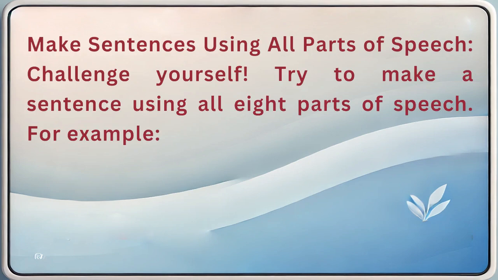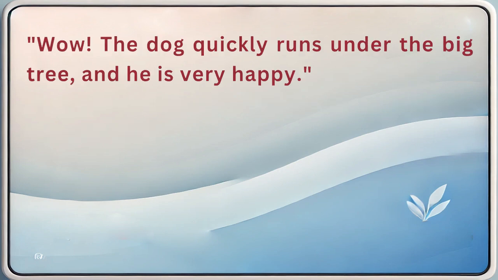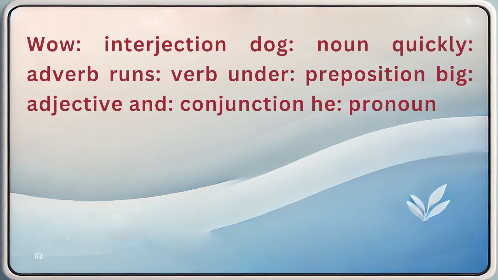Make sentences using all parts of speech. Challenge yourself. Try to make a sentence using all 8 parts of speech. For example, "Wow. The dog quickly runs under the big tree and he is very happy." Wow, interjection. Dog, noun. Quickly, adverb. Runs, verb. Under, preposition. Big, adjective. And, conjunction.